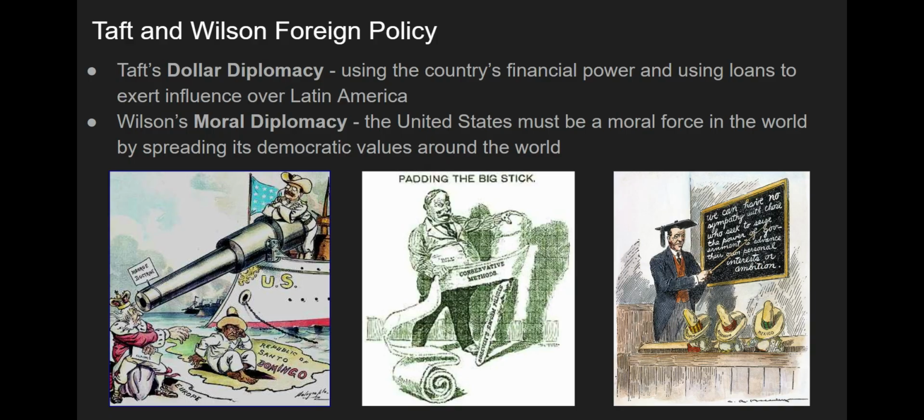Because we have a lot of financial power, we should use it to get what we want by giving out loans to certain countries to influence Latin America.